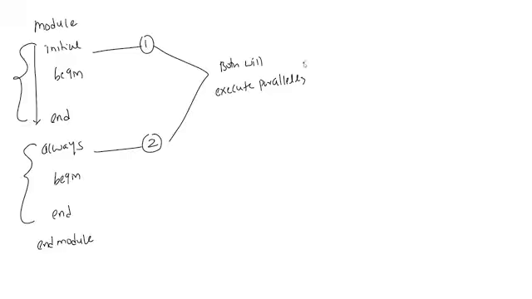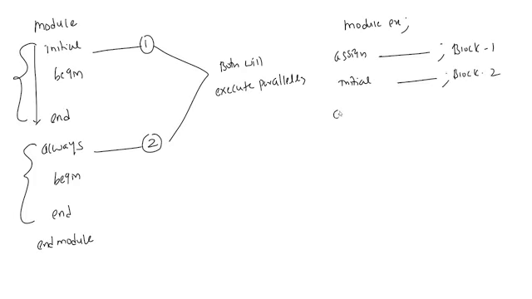Next, suppose a module example where I am using a continuous assignment statement. Let us take this as block one, and I am using initial. This is block two, and I am using always also. This is block three. Here also, all three blocks will execute parallel.